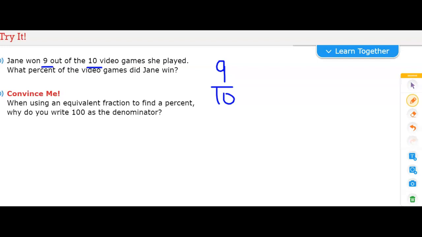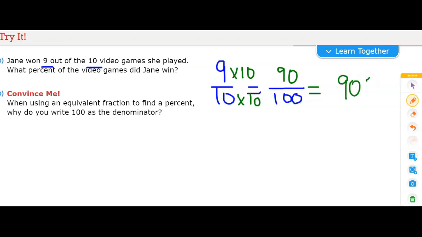So as we see in the example, percentages are out of 100. And so our equivalent fraction will be out of 100. And so we would add here what we need to create this equivalent fraction. So 10 times what equals 100? That's going to be 10. So I'm also going to multiply 10 to 9, which is 90. So the percentage that she won was 90% of the games.